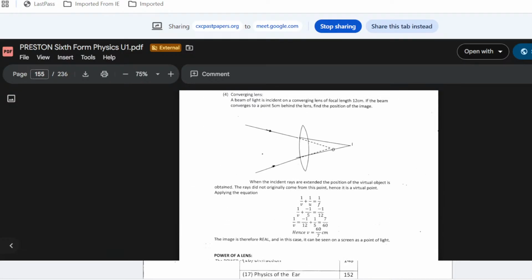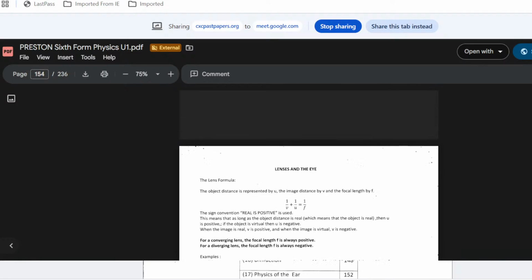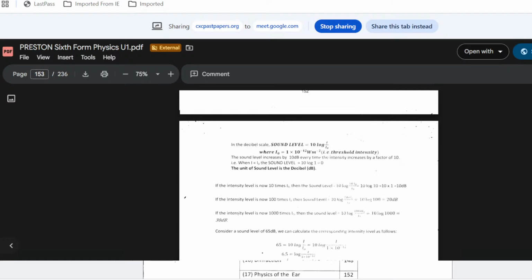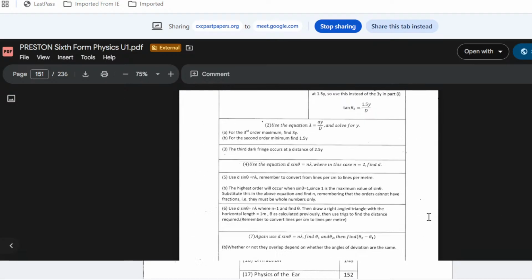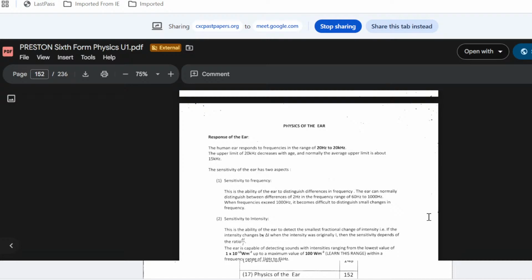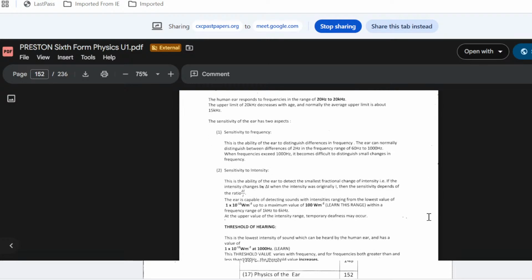Wait, sir, what was the equation again? It was 10 log, what was in the bracket? I over I naught. I, just the I, the symbol is there.